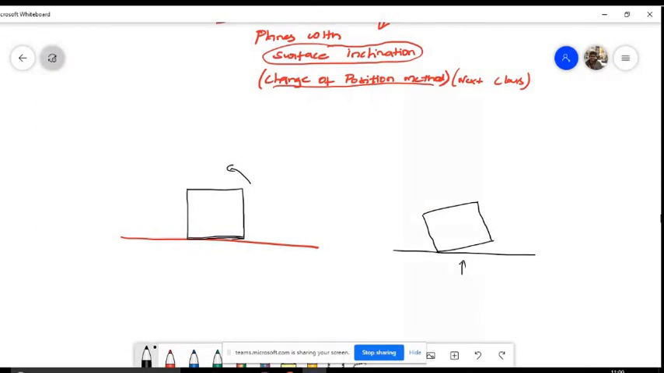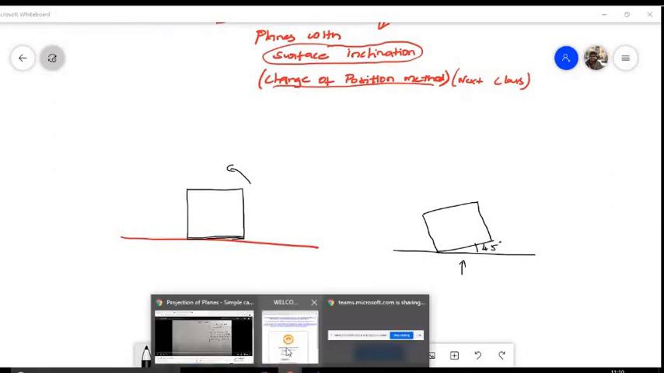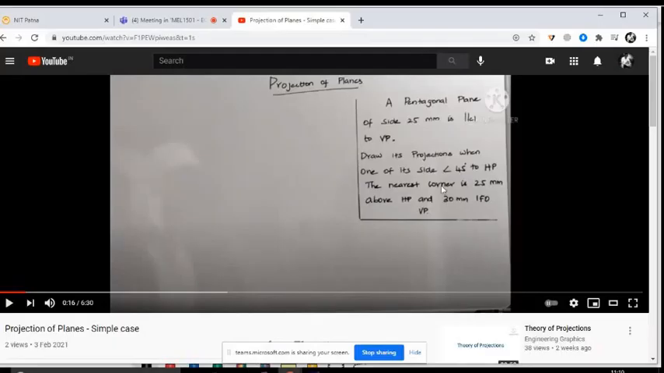Yes, sir. So that's why I told you, when you are making a surface inclination, then the true shape will not be visible. Whereas edge inclinations will not deform the plane. Okay, you need to remember that. Okay, so the true shape will be visible. In which view will it be visible? Front view, sir. Front view, exactly.